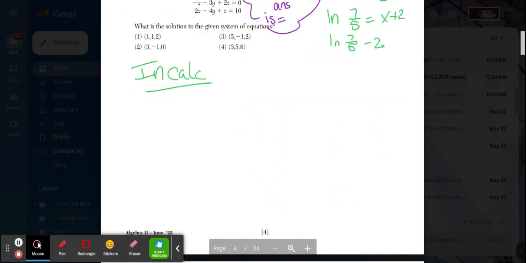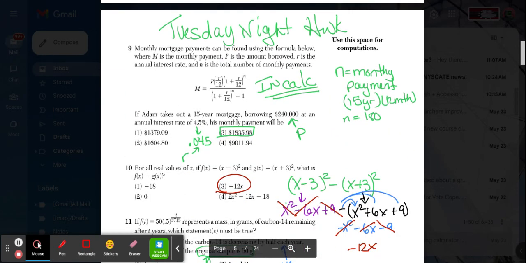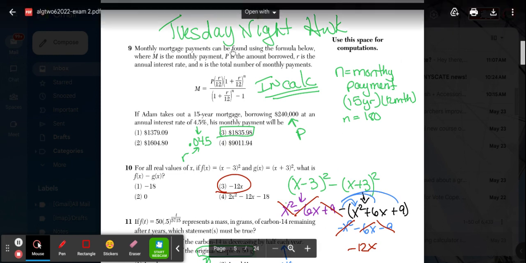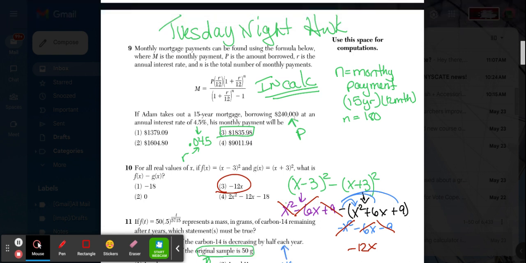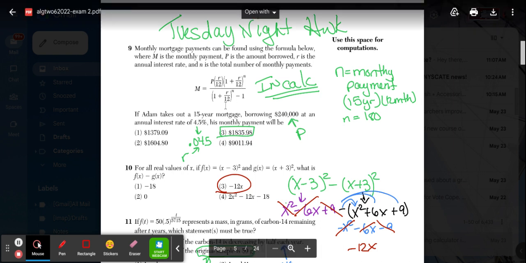Okay, so Monday night was done. Here's Tuesday night's homework. Tuesday night was pretty cute, the first one here, because they give you this crazy formula. The only thing you really need to know is which parts to plug into what spot. So when you're borrowing, that's your principal. You're just going to type that in as your P value.